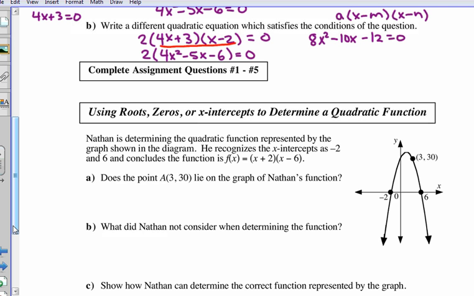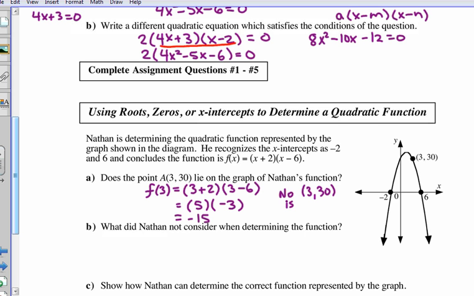So we can check that by plugging in x equals 3 and seeing if it comes out as 30. So let's try. If we plug in f of 3, x equals 3: 3 plus 2 times 3 minus 6. 3 plus 2 is 5. 3 minus 6 is -3. That gives me -15, which is not positive 30. So he made a mistake in making the equation, right? (3, 30) is not on Nathan's equation.